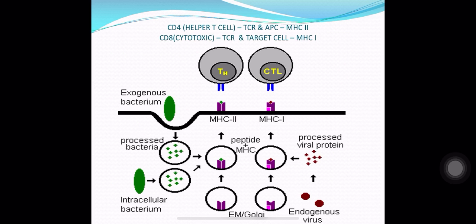Now let us have a look at how these MHC molecules present the antigens to the T cells. An exogenous bacterium is shown here. The exogenous bacterium is engulfed by the antigen presenting cells, and the antigen presenting cell will break down the bacterial antigen into various pieces, and small pieces of the antigen will be presented by the antigen presenting cell along with MHC molecules on its surface.